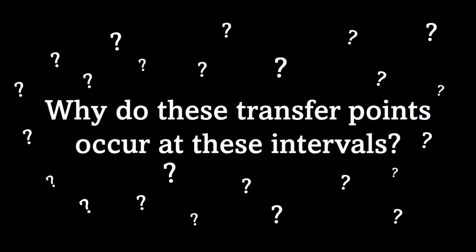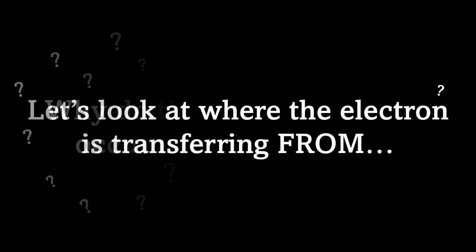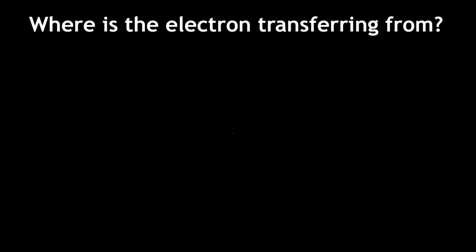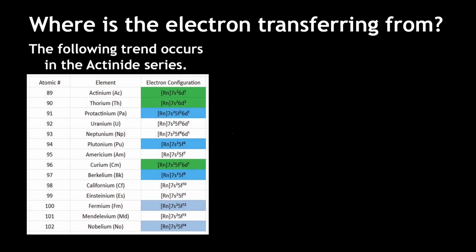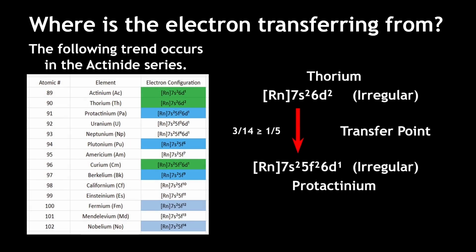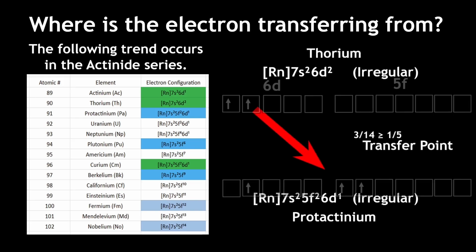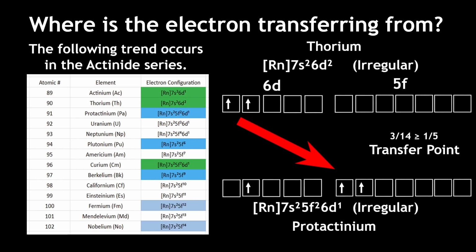Yet there's one more question that can be answered. Why do the transfer points occur at these intervals? Well, it may have to do with where the electron is transferring from, specifically the orientation. When electrons transfer from the d subshell to the f subshell, there are 5 d orbitals from which electrons are transferring. If each transfer point occurs in multiples of fifths, then there are 5 transfer points throughout the f subshell. Could each transfer point be connected to a specific orbital?